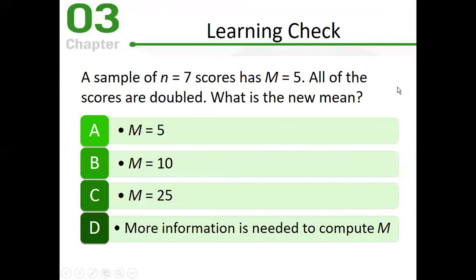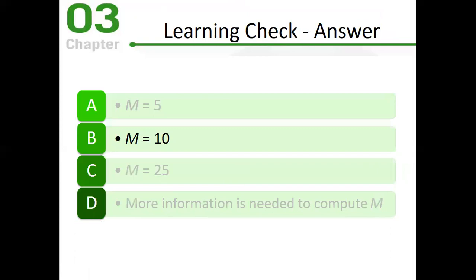Okay, a sample of 7 scores has a mean of 5. All of the scores are doubled. What is the new mean? Well, the mean must also double, right? So the mean is equal to 10.